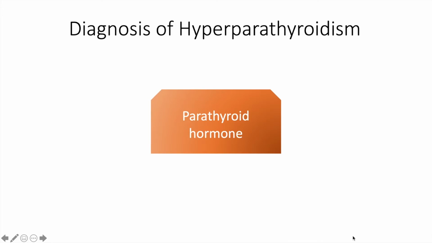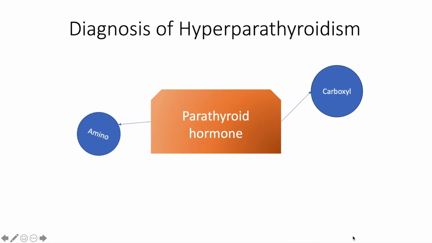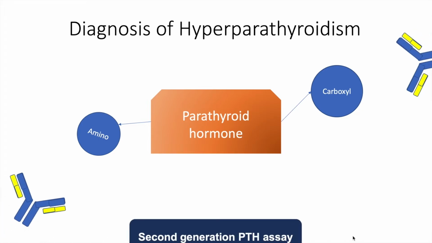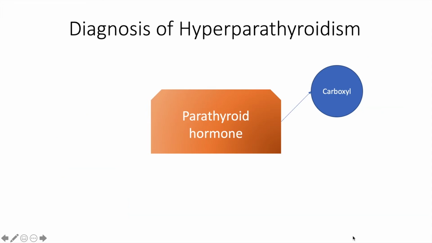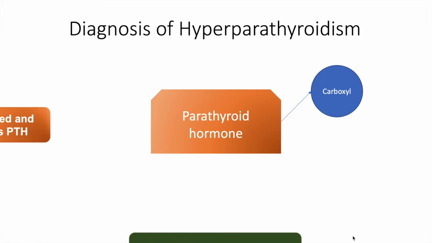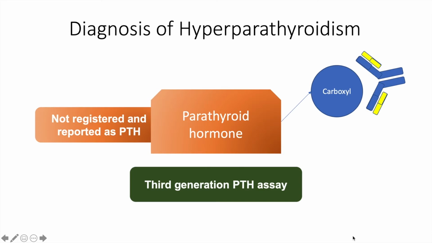The parathyroid hormone molecule contains an amino terminal and a carboxy terminal, and at present, second generation assays have antibodies against both these terminals. In the circulation, there may be a component of the parathyroid hormone which does not have the amino terminal. In the third generation assays, these are not registered and reported as parathyroid hormone, thereby increasing the accuracy of this test.